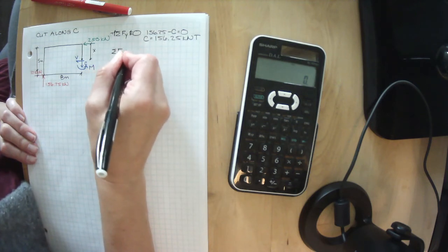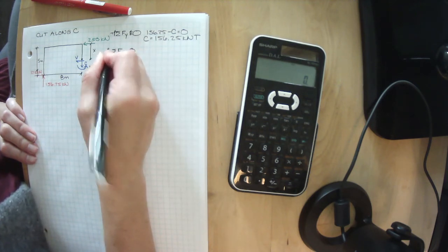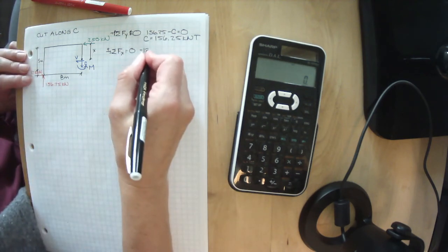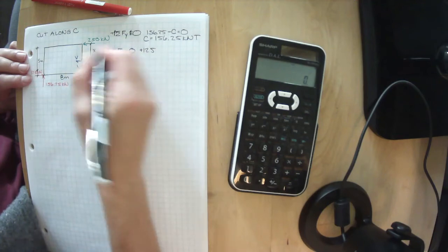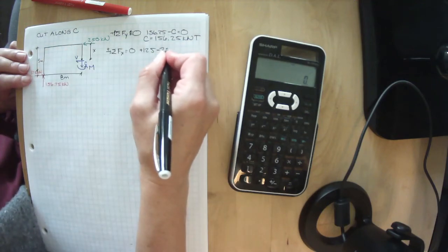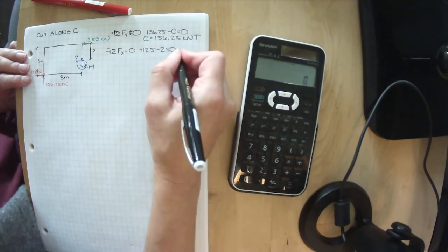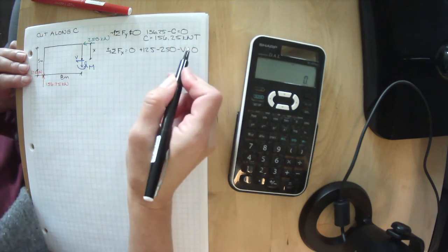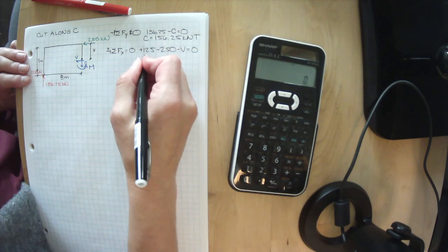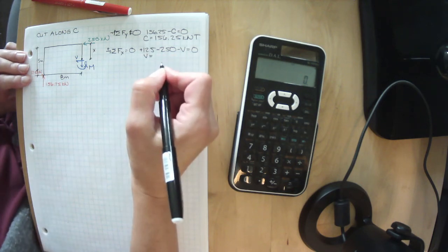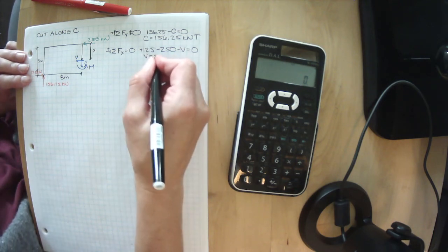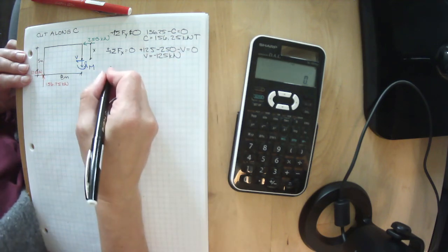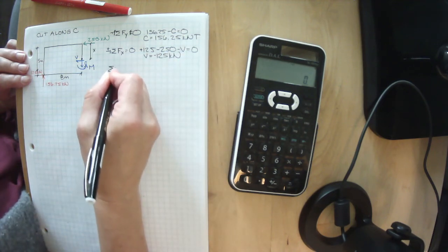Let's sum our forces in the x direction, where everything in that direction is positive. We have 125 kilonewtons going that way. We have 225 kilonewtons going that way. And we have V going that way. All right, we can rearrange this, and we have V equals minus 125 kilonewtons. All right, one more unknown, one more equation.